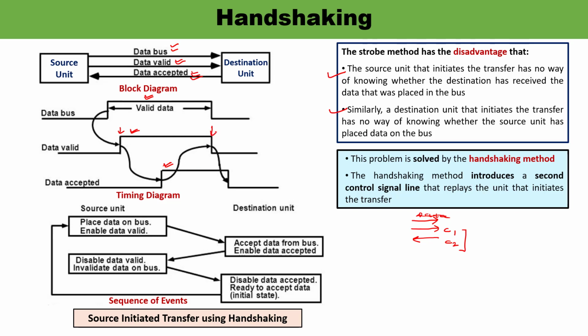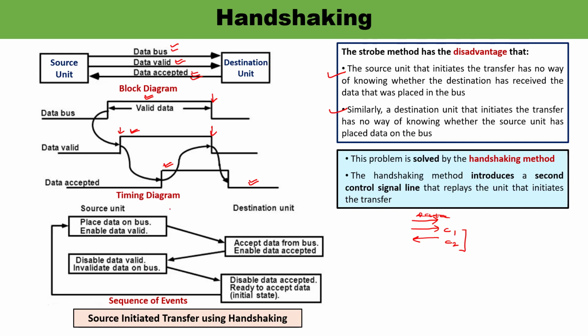When the source unit disables the data valid signal, it means it removes the data from the buses. As soon as the data valid signal is disabled, the data will be removed from the data buses, and then the data accepted line will also go back to its initial state, right? It means the source unit is not capable of sending the next data until the destination unit shows its willingness. If you talk about the sequence of events, what is the sequence?